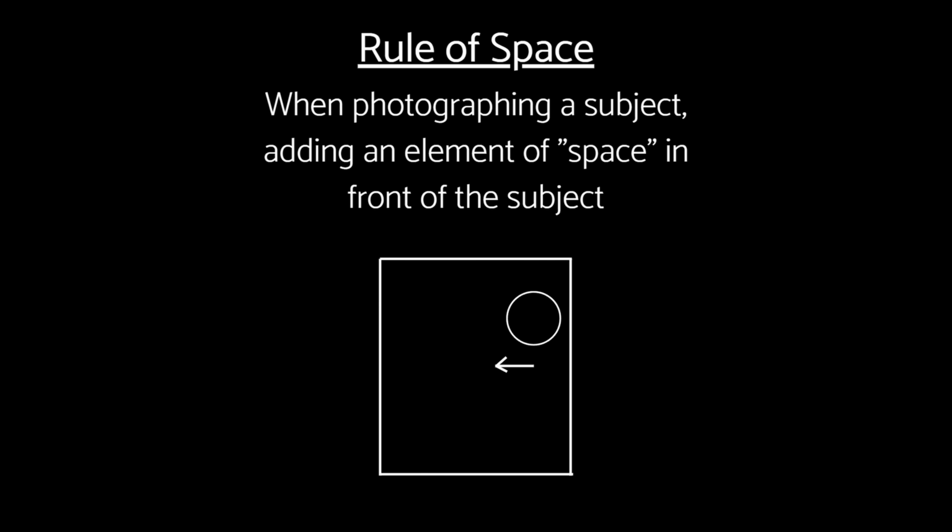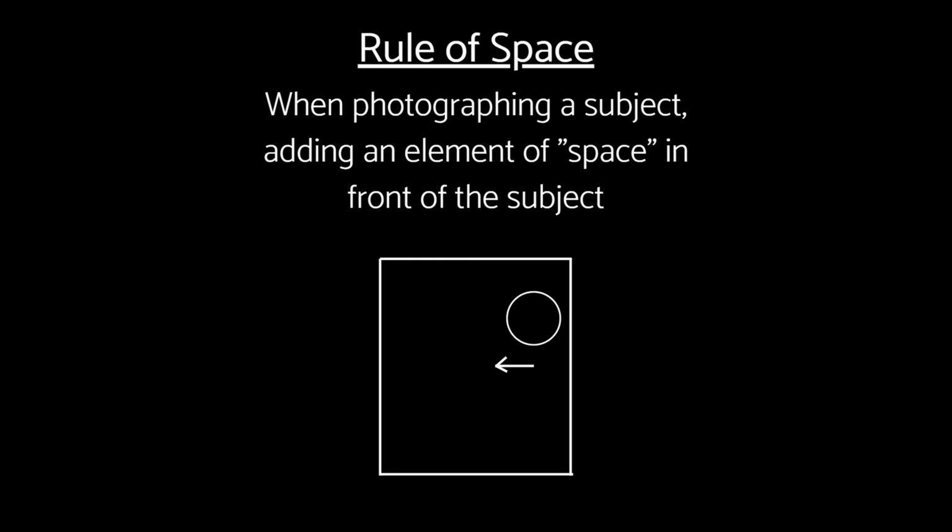The 22nd compositional technique is called rule of space. The rule of space is a great way to create a more dynamic and unique looking image. This means when photographing a subject, adding an element of space in front of the subject. This works especially well with portraits or animals as it helps draw your eye toward the main subject. For example, if you were taking a photo of a person, then you may want to have them looking in the direction of an open space, as this will add more depth and interest to the image. When using this technique, try to keep the space subtle so it doesn't turn into too much empty negative space.